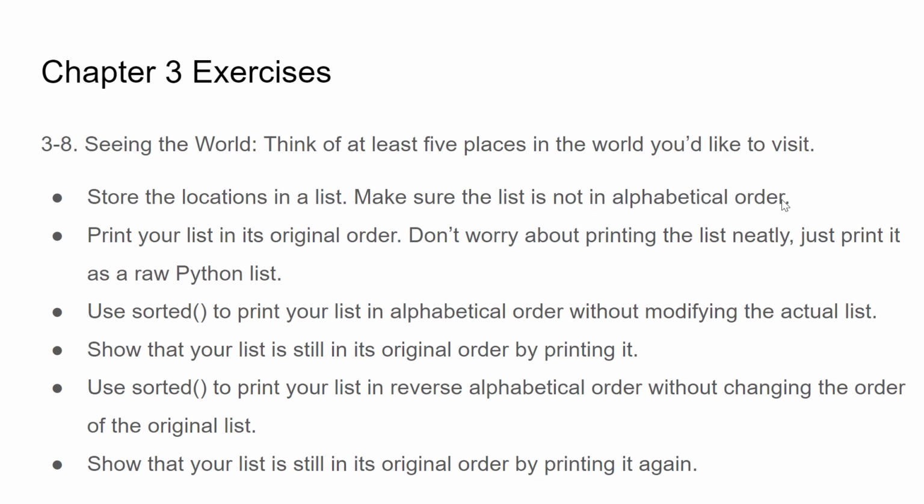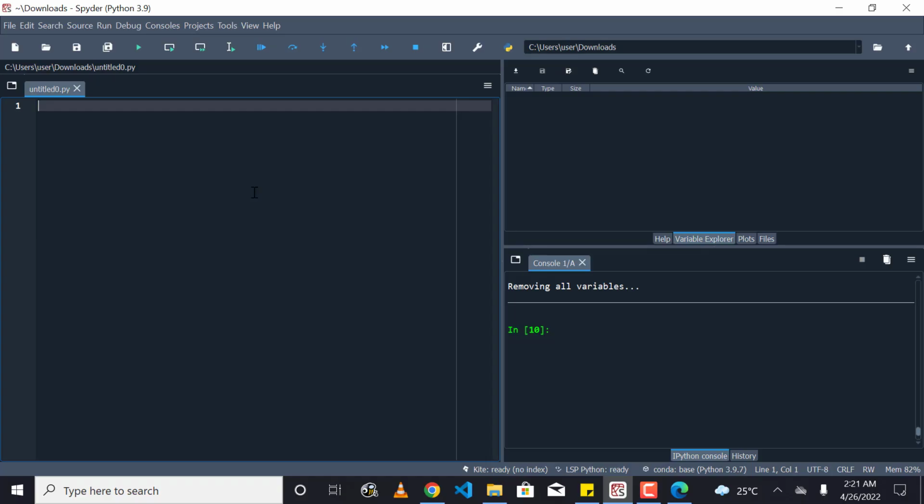Exercise 3.8. Seeing the world. Think of at least 5 places in the world you'd like to visit. Store the locations in a list. Make sure the list is not in alphabetical order. Then print your list in its original order. Don't worry about printing the list neatly, just print it as a raw Python list. So let's start with this first part.